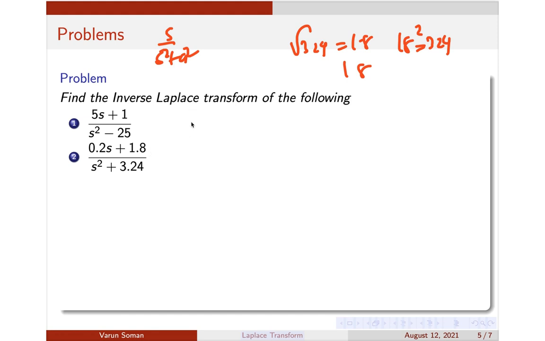If you want the answer, I can give it straight away. It is simply 0.2 into cos 1.8t plus 1.8 sin 1.8t, because already it is sin 1.8t. Okay, so that is the answer. Please try to do it.